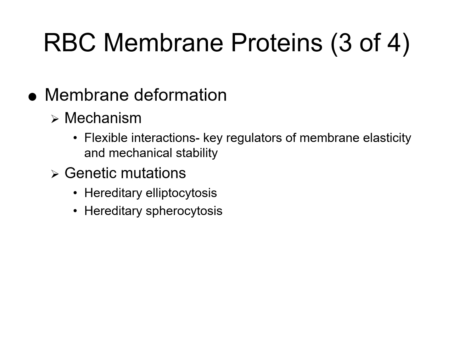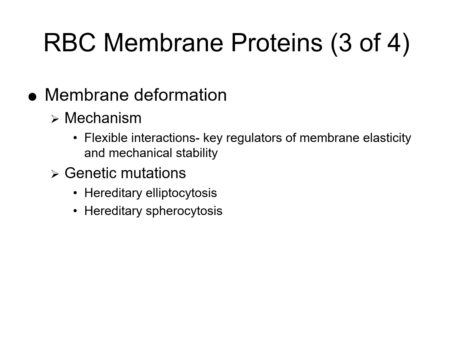Genetic mutations can affect red blood cell membrane proteins and deformation. Mutations in genes coding for membrane or cytoskeletal proteins can disrupt the normal flexibility of the red blood cell. This can result in altered membrane elasticity, reduced mechanical stability, and abnormal red blood cell shapes.